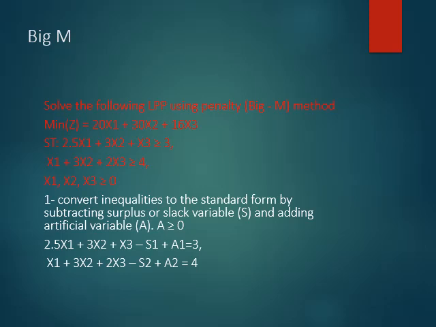So the givens are two. The objective function is a minimization function. Very good. Number 2, the corresponding constraints are suitable. The two constraints are greater than or equal.